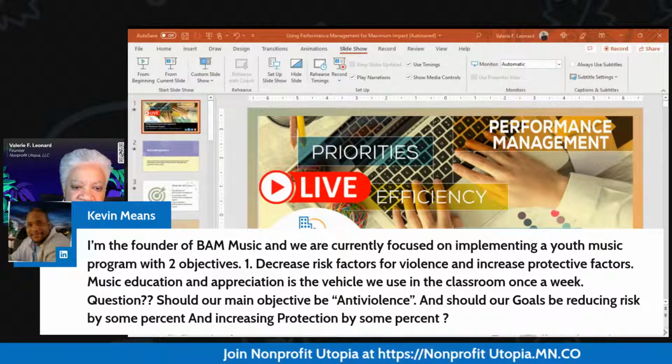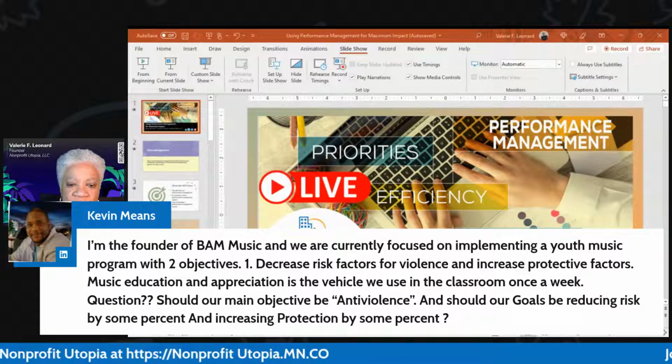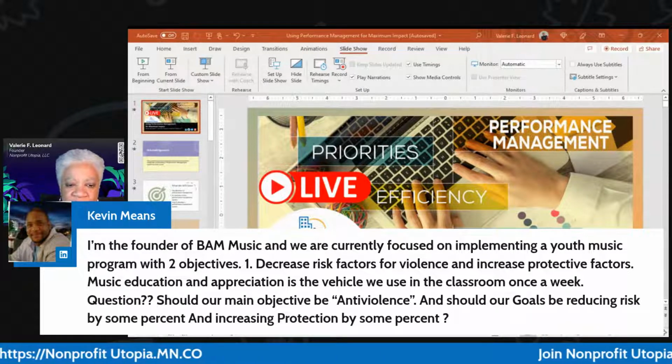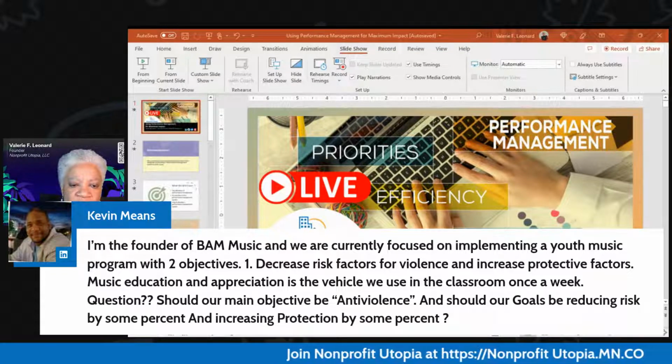Music education and appreciation is the way that they're going to help achieve it, right? That's going to be one of the strategies that they use. So they're going to do that once a week.